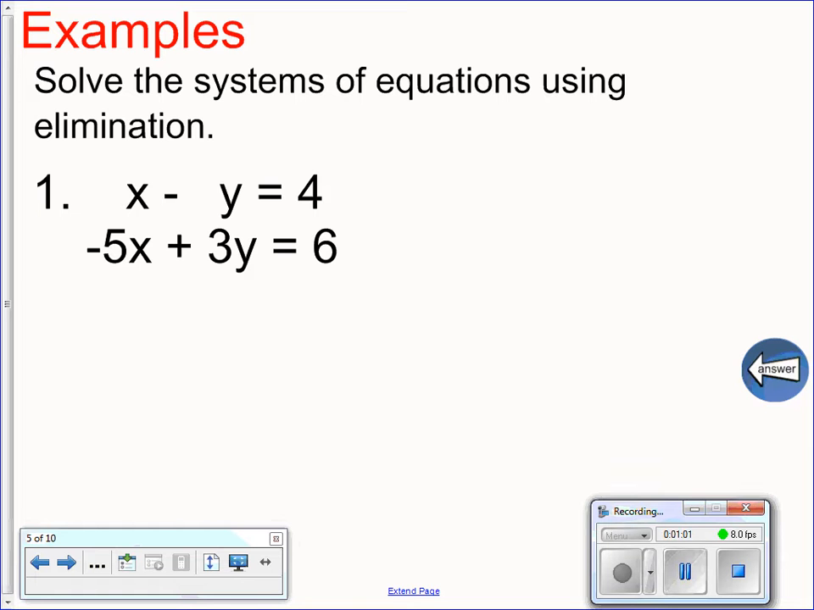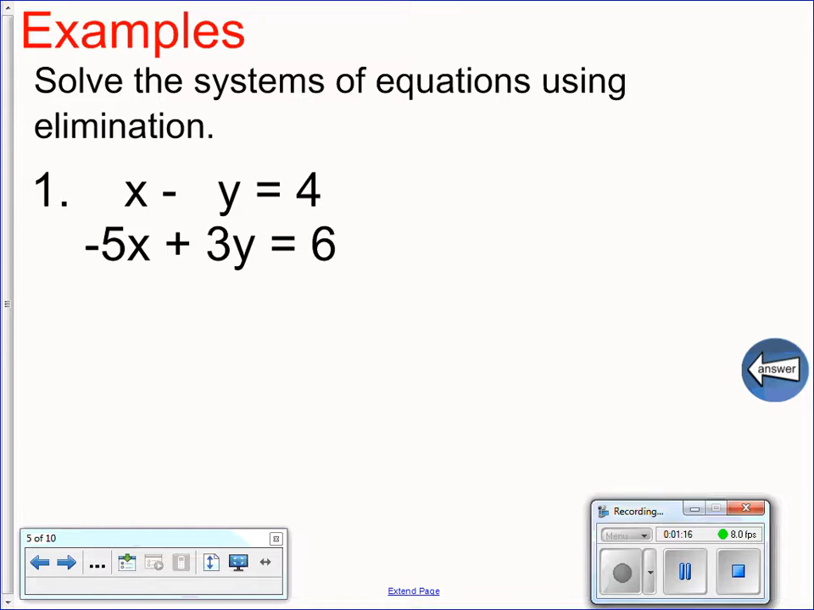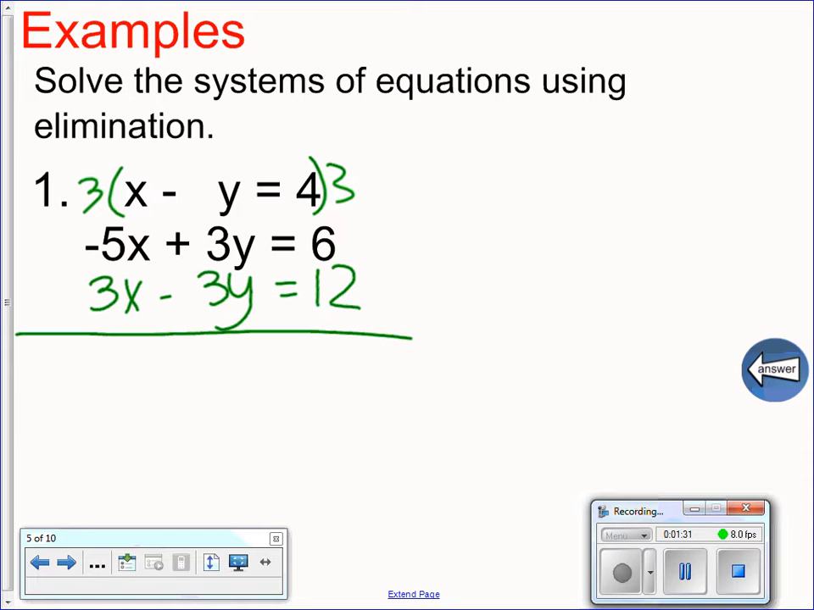This first one says solve the system of equations using elimination. We can see here that neither the x nor the y have the same coefficient. So I'm going to multiply this whole equation by 3. That would change to 3x minus 3y is equal to 12. Now I have these coefficients that are the same number but opposite signs. So that gets me negative 2x equals 18, so x equals negative 9.